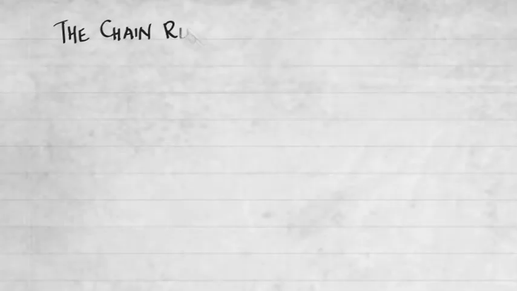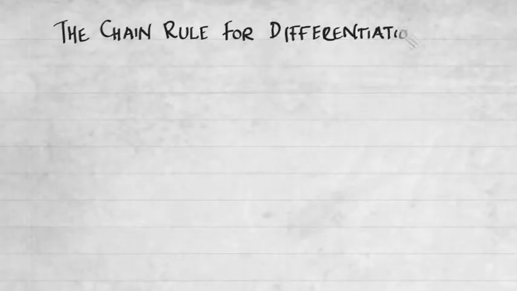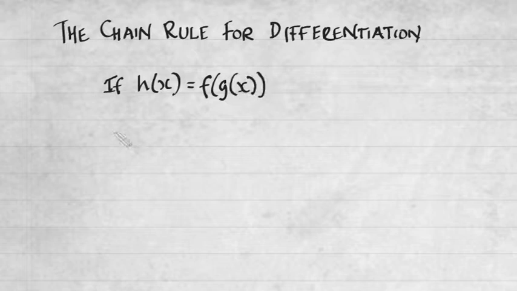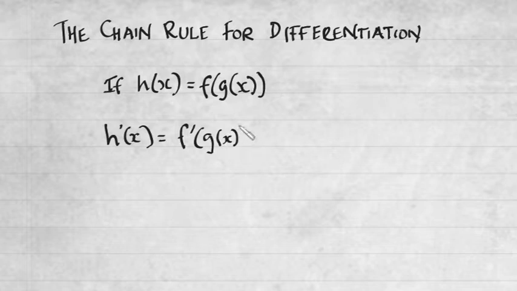In this video, I'm going to look at the chain rule for differentiation. The chain rule for differentiation operates on composite functions. So if h of x is the composite function f of g of x, then h prime of x, the derivative of h of x, is equal to the derivative of f of g of x, or f prime of g of x, times the derivative of g of x, or g prime of x.